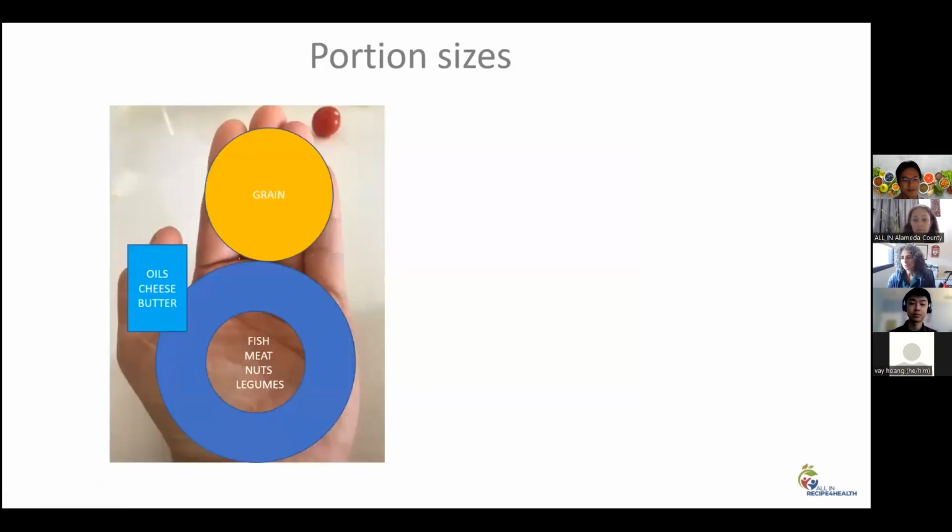Okay, so moving on to portion size. Is this me or you, Stephen? You can keep on going. I keep on going? Okay.